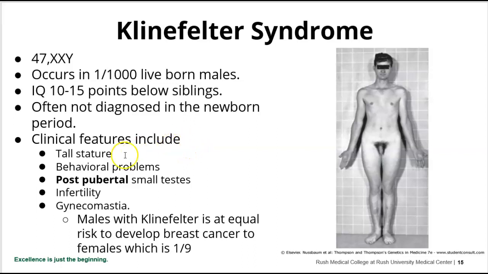But anyway, so they have tall stature, behavioral problems, post-pubertal small testes. So you wouldn't notice this in a newborn. But if you see a 14-year-old, you might notice that they have small testes. Infertility. But this is also a really important thing, gynecomastia. Males with Klinefelter syndrome that have breast tissue are at an equal risk to females to develop breast cancer, which we're going to learn about in life cycles. In the aging case too, when we talk about breast cancer, about 1 in 9 risk of developing breast cancer. So equal to that of a woman.